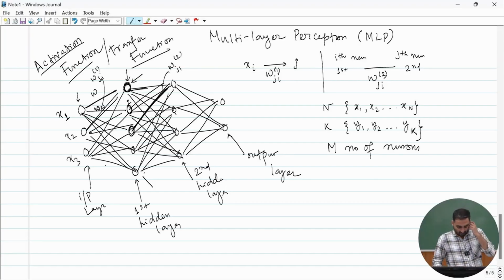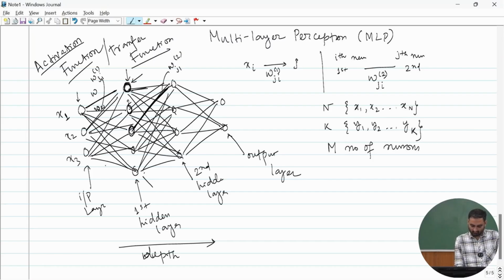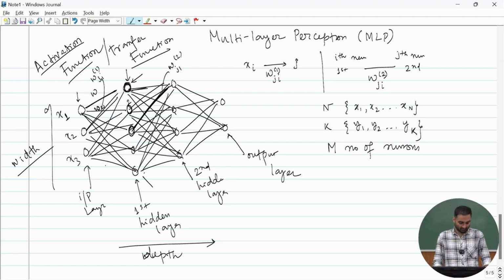Okay, so the number of layers in a neural network is called the depth of the neural network, and number of neurons in every layer is called the width of the neural network, and these are hyperparameters that you need to fix to start with.